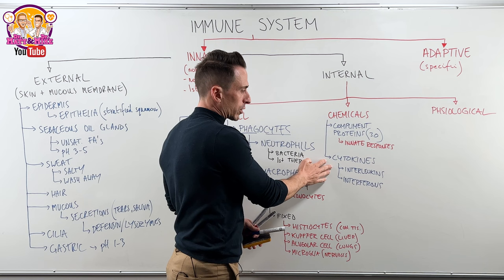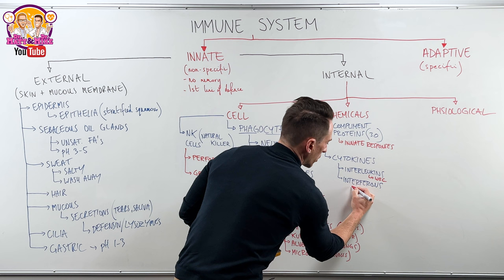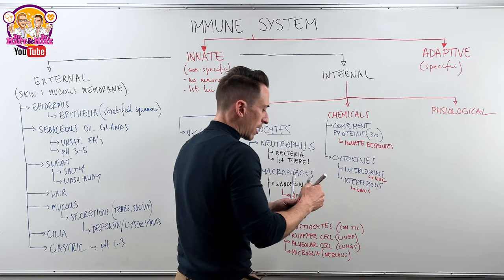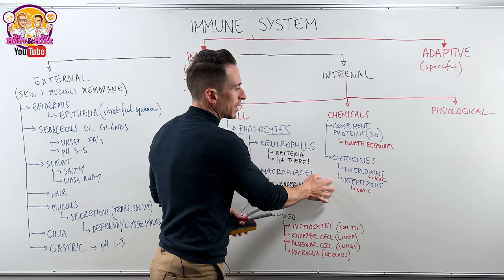Interferons are interesting. They're released by cells that are, I'll actually write this down. So the interleukins call upon white blood cells. Interferons are actually released when a cell is attacked by a virus. And it says, hey, I'm attacked by a virus. And then that calls in the T cells, which is again part of the adaptive immune system, to attack and destroy that cell that's invaded by the virus. So these are just cytokines. So these are some of the chemicals of the internal defenses.